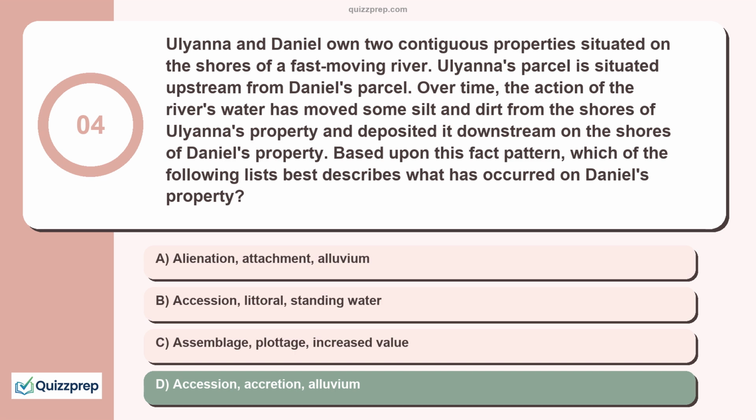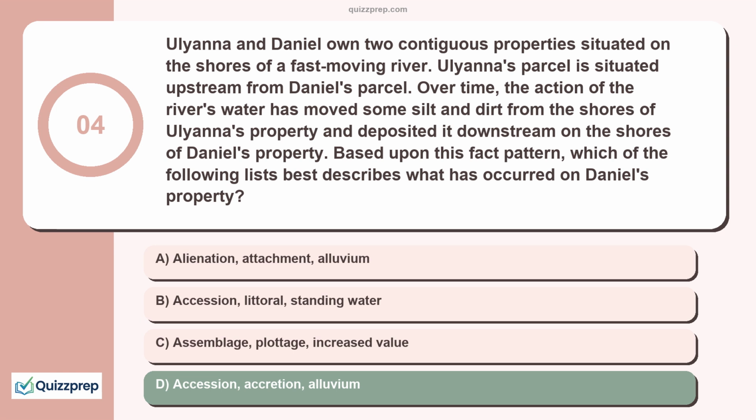Answer choice A is also incorrect because of the word attachment. While attachment is property gained through accession, attachment is created through human intervention. For example, if a tenant had rented Daniel's property, constructed a shed on it, and then left the shed after the lease was over, that would have been an example of accession by attachment. Here, Daniel is gaining additional property through the natural action of the river's water, i.e., accretion.